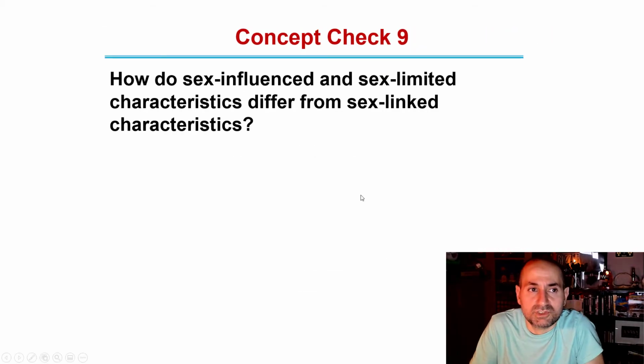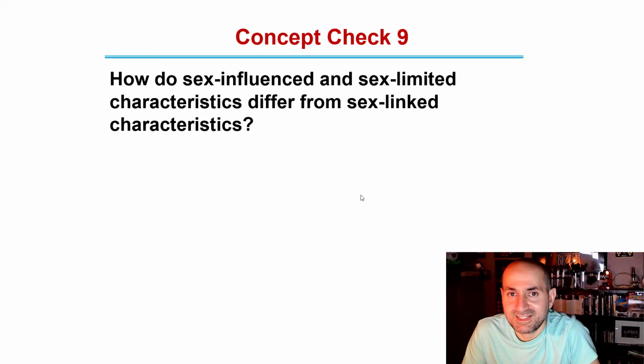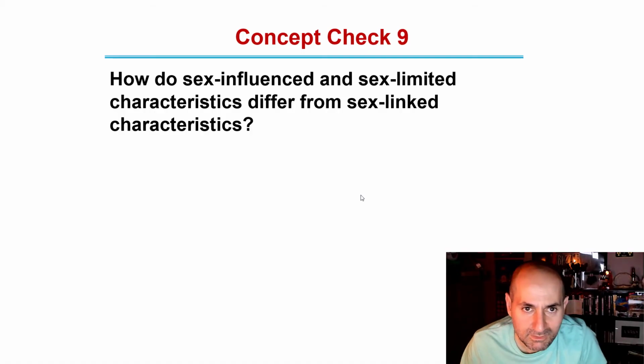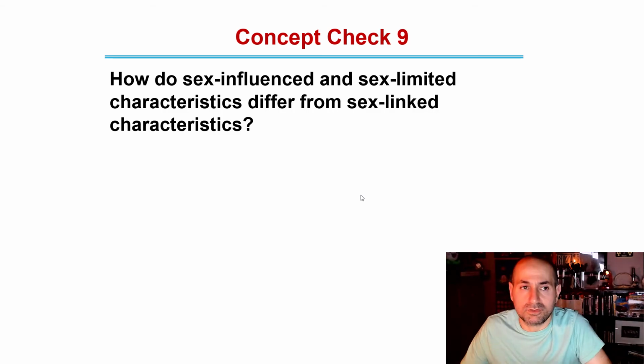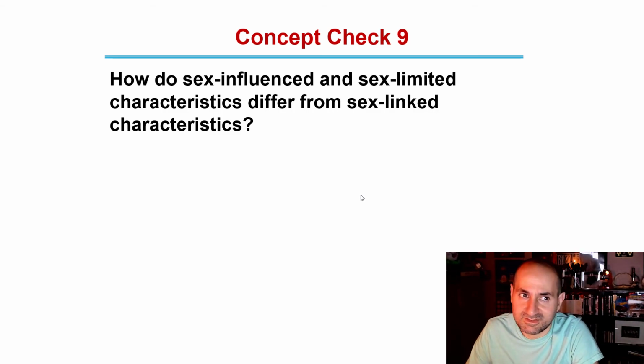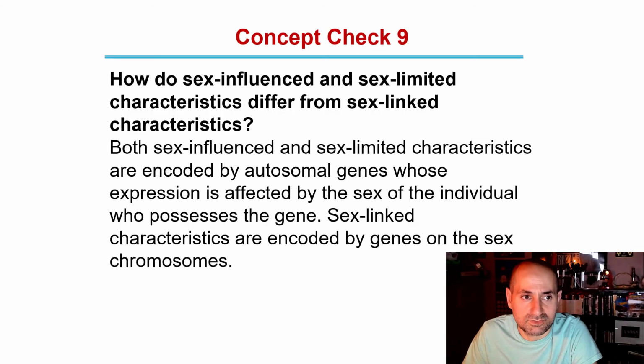So let's do a concept check. How do sex-influenced and sex-limited characters differ from sex-linked characteristics? Well, we just touched on that. Remember, sex-linked characteristics are found on the sex chromosomes, whereas the sex-influenced and sex-limited characteristics are found on the autosomes. So let's double check our logic here. Both sex-influenced and sex-limited characteristics are encoded by autosomal genes, whose expression is affected by the sex of the individual who possesses the gene. Sex-linked characteristics are encoded by genes on the actual sex chromosomes.